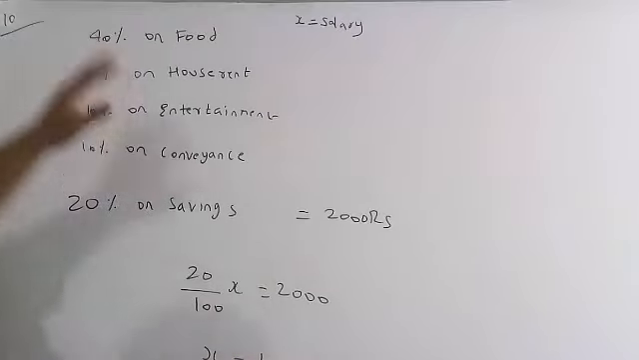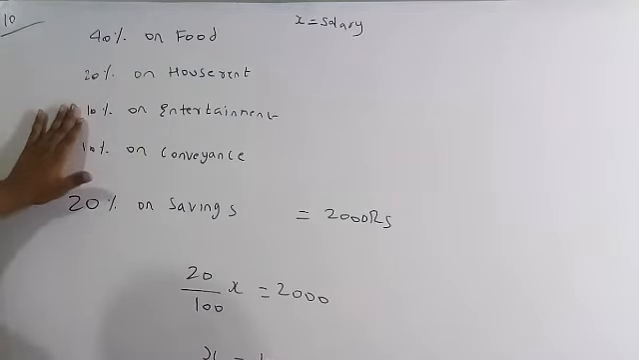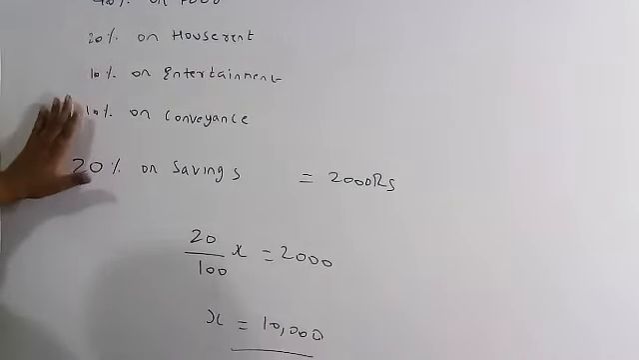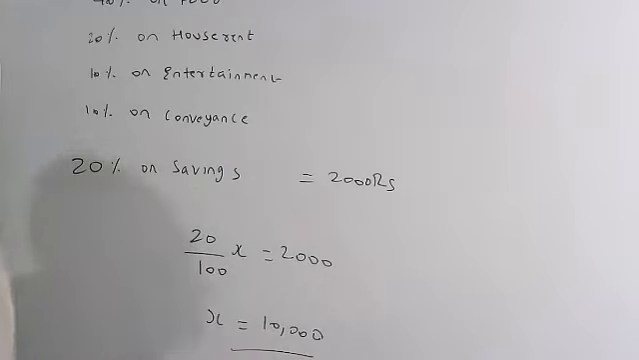Out of this, 40% is spent on food, 20% on house rent, 10% on entertainment and 10% on conveyance, and the remaining 20% is saved. By this lecture we have successfully completed the 10 questions, which are the previous year questions of the IES or ESE General Studies from 2017 to 2020, in a very detailed manner.